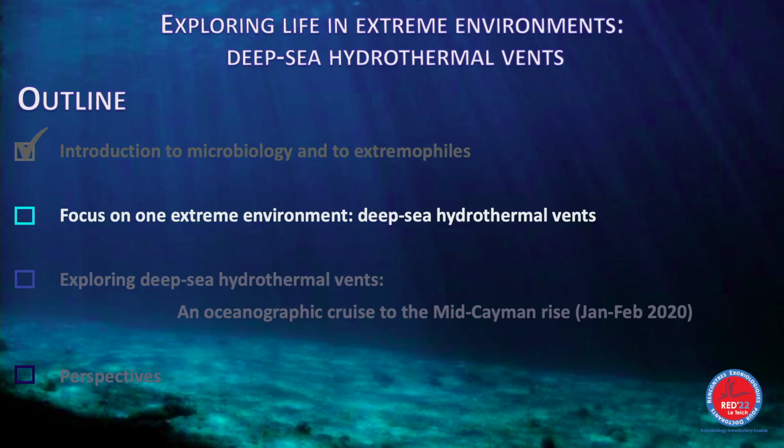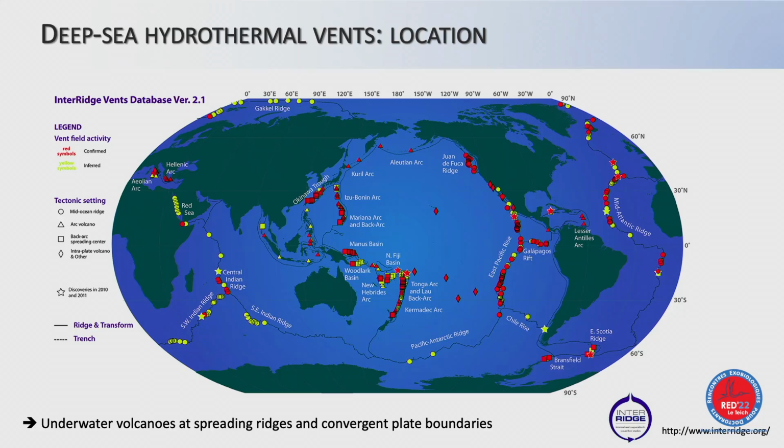So now you know more about extremophiles. I'd like to focus on one extreme environment, which are the deep sea vents. So first of all, where are they? So you can find deep sea hydrothermal vents all over the globe. So they are mostly underwater volcanoes, under spreading ridges and convergent plate boundaries.